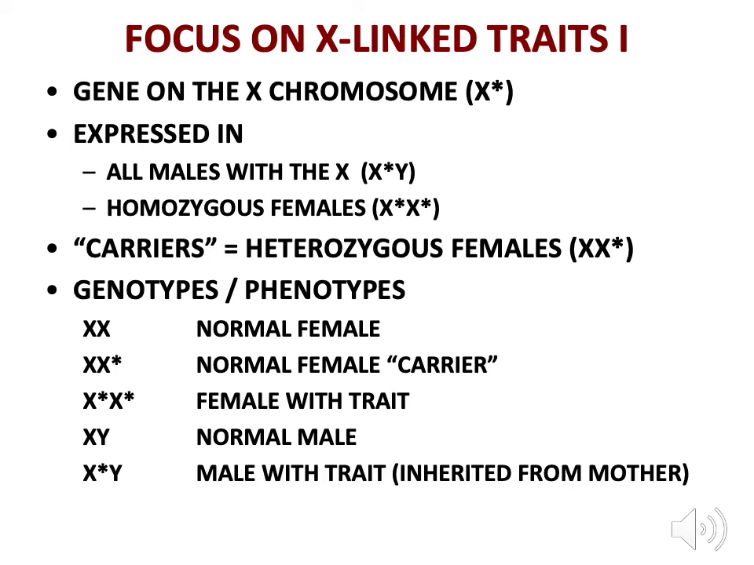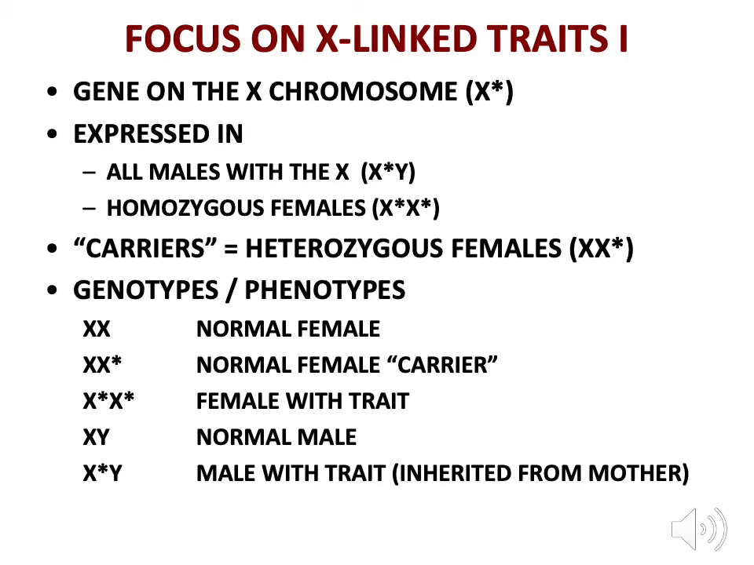So if I take a step back and I look at all of the possible genotypes in the population, I got normal females, I got normal females who are carriers, I got females who demonstrate colorblindness, I've got normal males, and I've got males that demonstrate colorblindness. That is the trait on their X chromosome that is inherited from their mom.